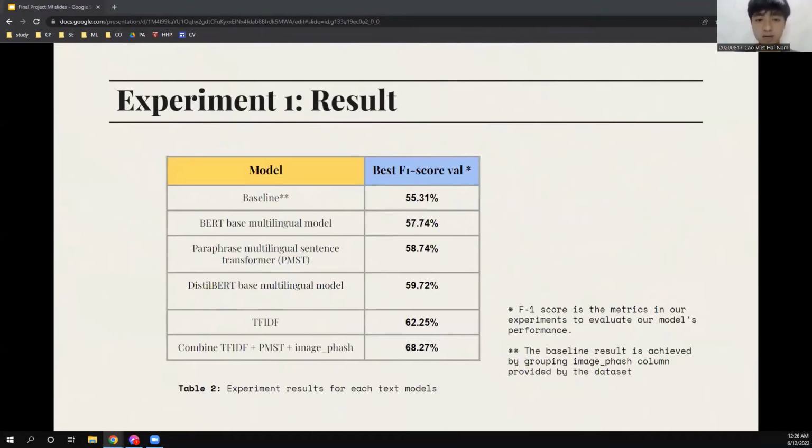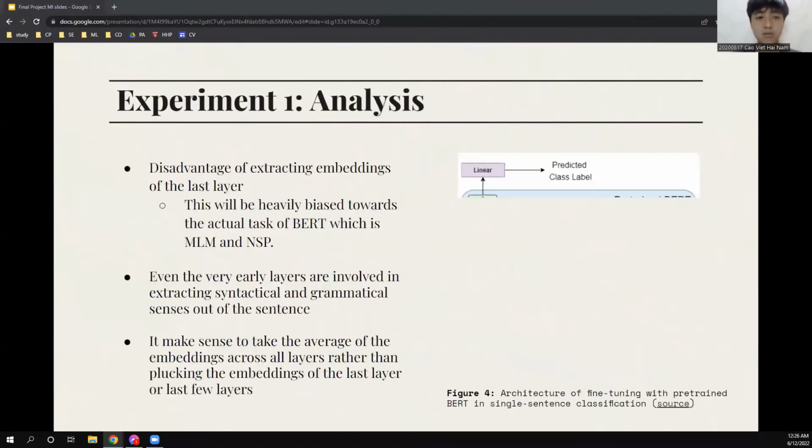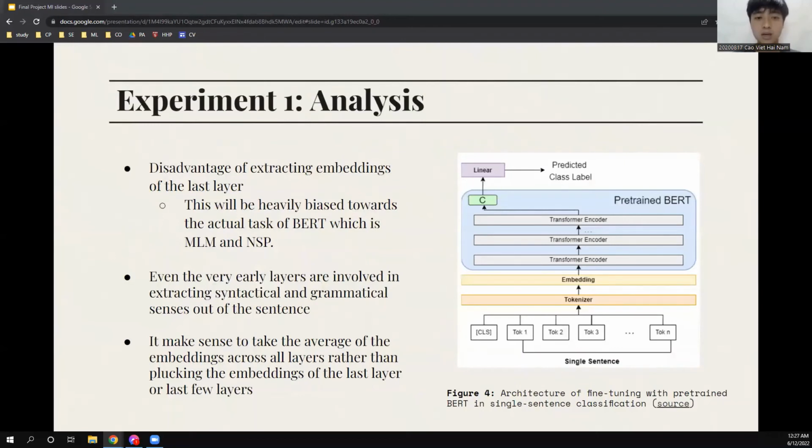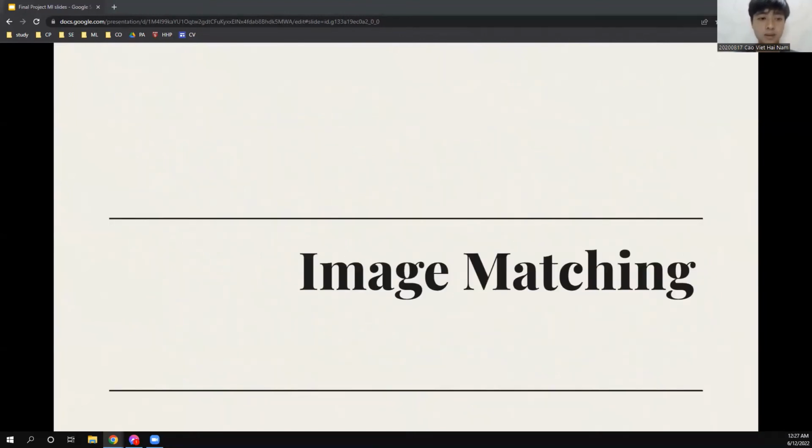As we can see, by combining different model outputs, we can achieve a much better F1 score. However, overall, contextual models like BERT perform not so well compared to TF-IDF. The reason for this might be the fact that we're only extracting embeddings from the last layer. This will be heavily biased towards the actual task of BERT. Therefore, it might make more sense to take the average of embeddings across all layers rather than plucking the embeddings of the last layer.